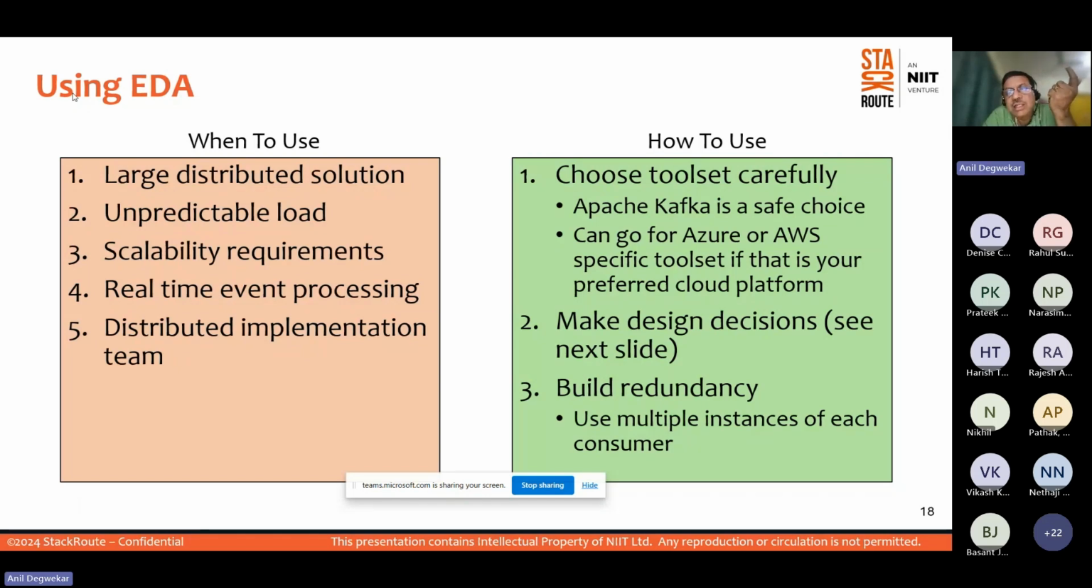Number two, you need to make certain design decisions in terms of how you design your events and things like that. We'll go into that detail in the next slide. So choose a tool set, make some crucial design decisions, and then finally build some kind of redundancy, because for event driven architecture, because of unpredictable load and real time event processing, redundancy is a must. Maybe you can use multiple instances of each consumer, right? You can have as many consumers as you want. So build some kind of redundancy, especially on the consumer side. Typically, producers are easy to write and simple, because all that they are doing is taking events from the external world and feeding them into the event stream. So writing producers is easy, writing consumers is more complex, and that is where more redundancy needs to be built in. All right.